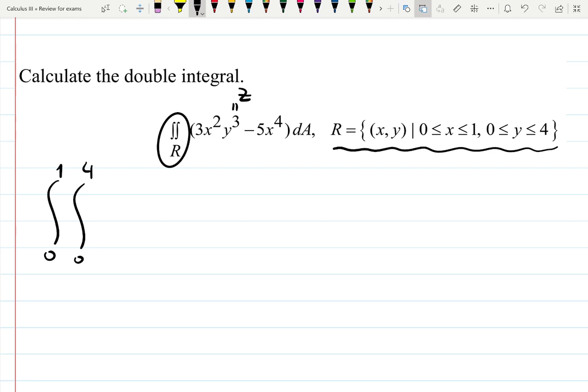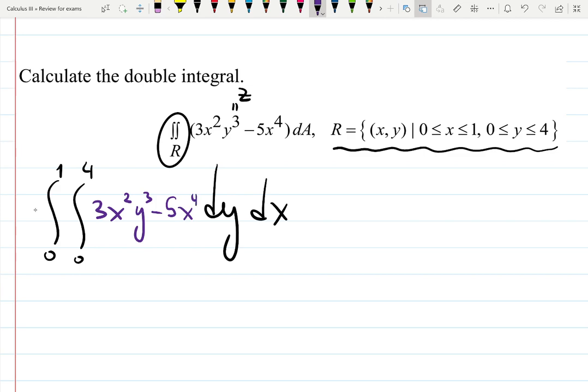The moment I decide 0 to 1 to be outside, the X should be outside. Since all are numbers, doesn't matter, but you have to be consistent with limits of integrations though. dy will be inside because 0 and 4 is inside. And then the function z, or whatever you call it, is 3x squared y cubed minus 5x to the 4.